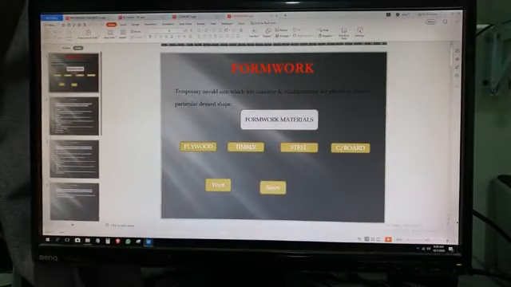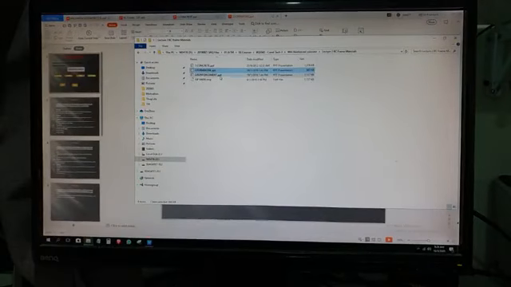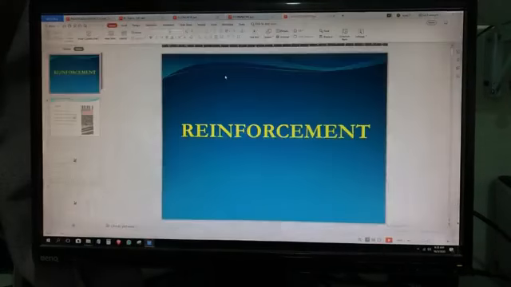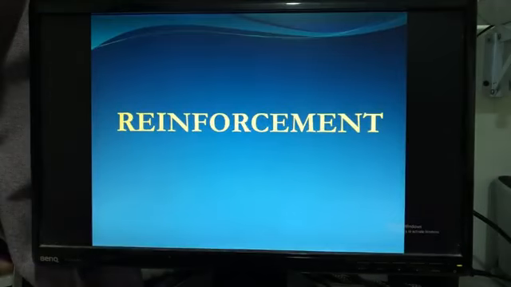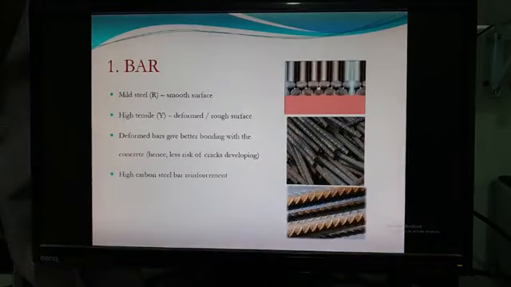And lastly, reinforcement. So for reinforcements, we have two types. We have the mild steel reinforcement, which is this. And we have the high tensile, which is this.